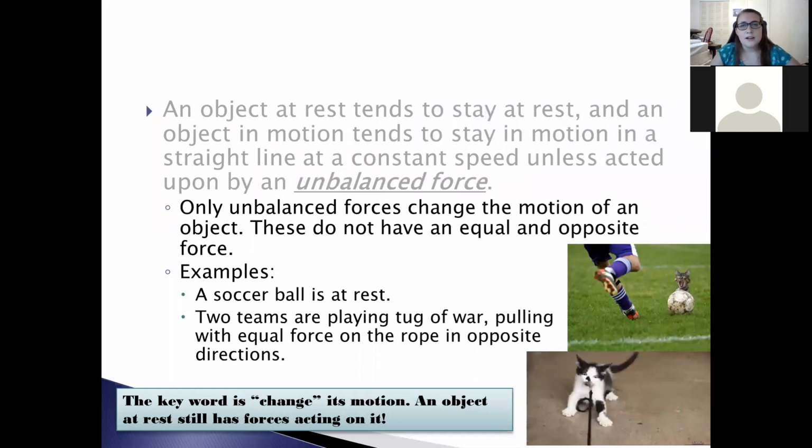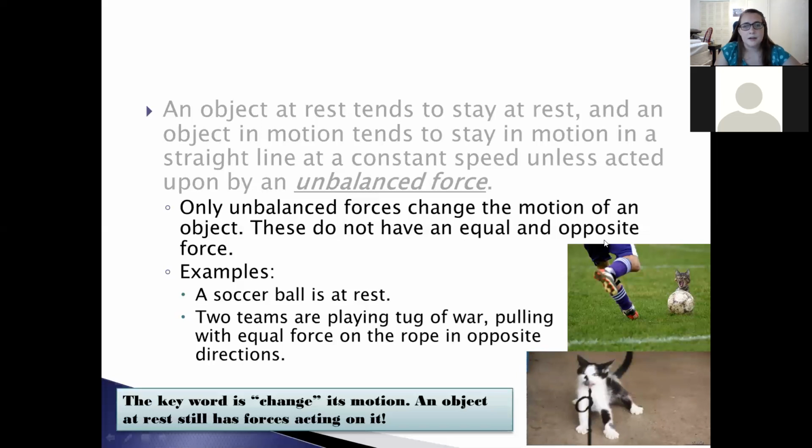All right, so up there I put the law again in gray just so we keep it in mind. And I underlined that last phrase in the law, the unbalanced force. Sometimes people call it an external force or an outside force. But I think unbalanced force makes the most sense, just conceptually. So only unbalanced forces change the motion of an object. These are forces that do not have an equal and opposite force, which I'll tie into his third law in just a minute.